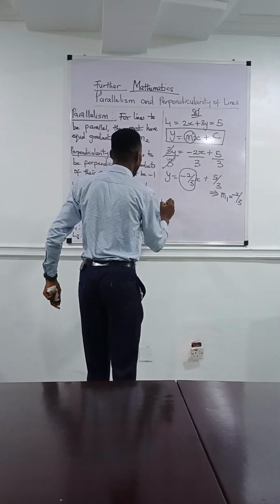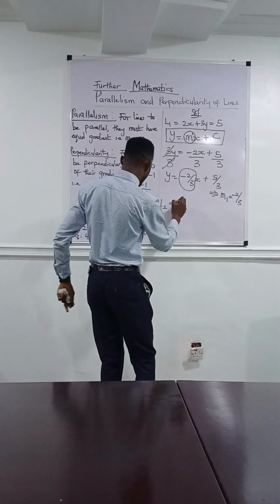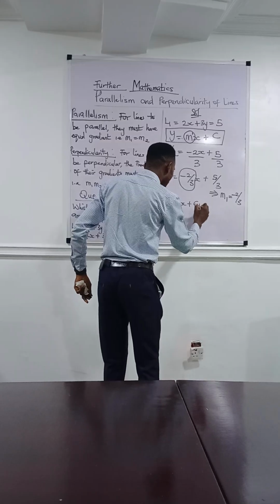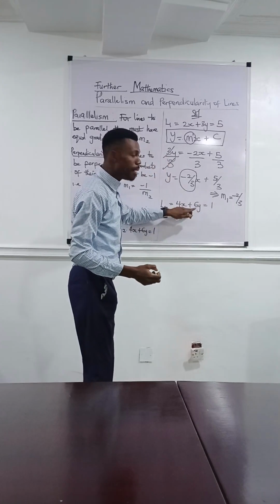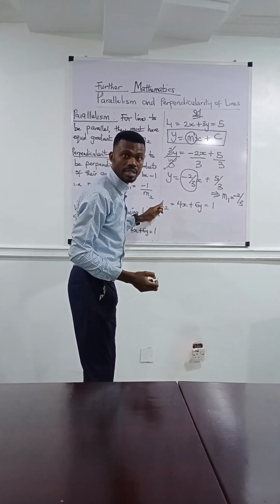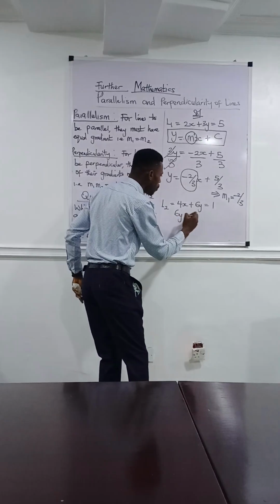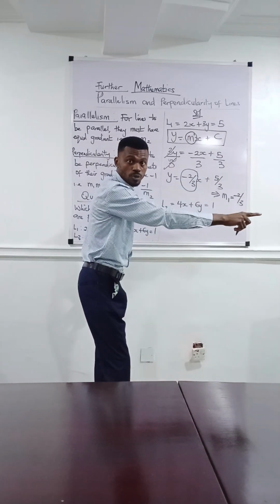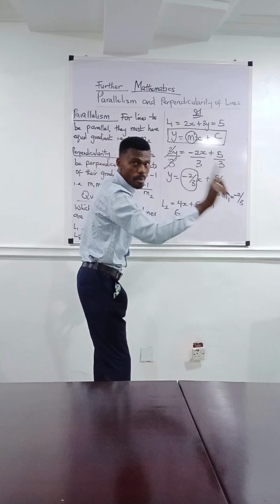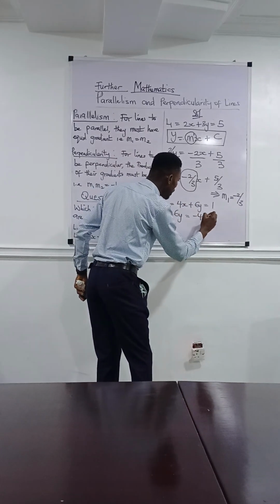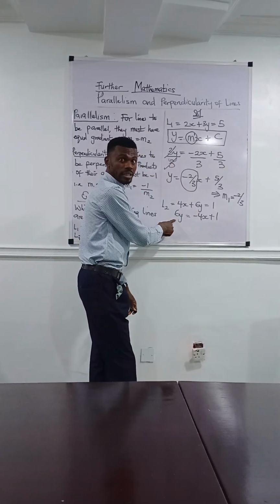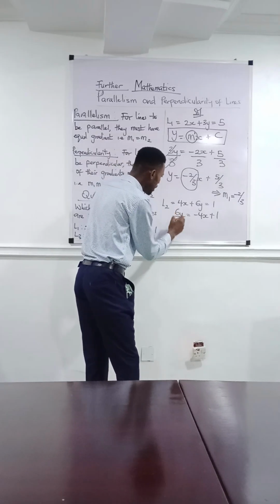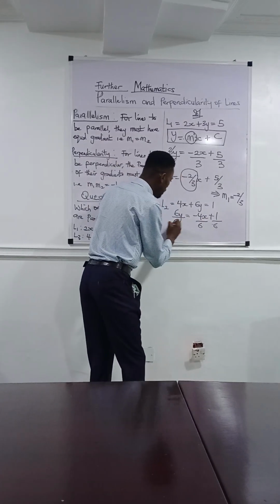Now let's move to line L2. Line L2 is 4x plus 6y equals 1. As usual, I make y to be alone on the left hand side. So 6y equals, 4x will cross. When it's crossing, plus changes to what? Minus. So minus 4x plus 1. Again, the coefficient of y must be 1, so I divide each term by 6.